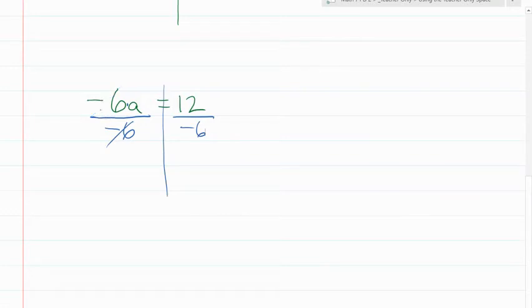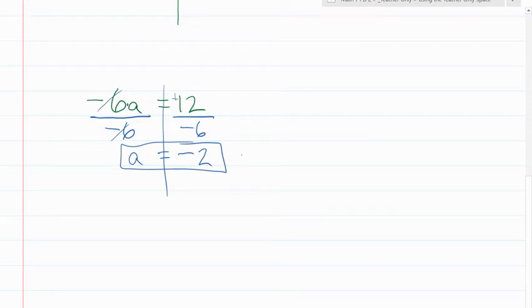Over on the left, we have negative 6 divided by negative 6. A negative divided by a negative becomes a positive, and then the 6's cancel, and so we're just left with a positive a is equal to, and then on our right side, we have a positive 12 divided by a negative 6, so that's going to be a negative 2.